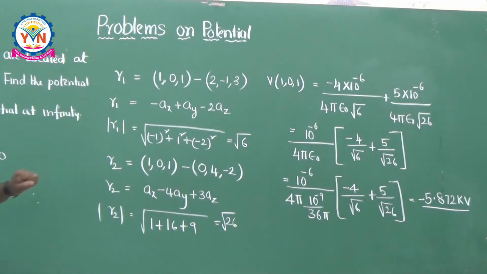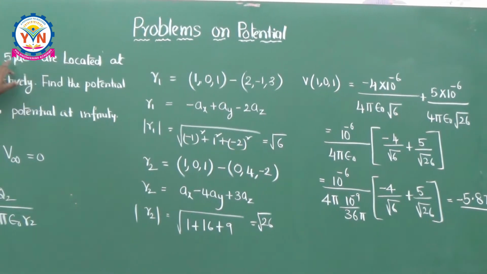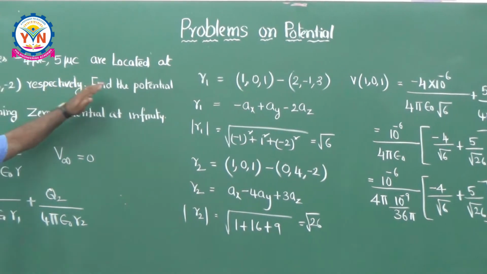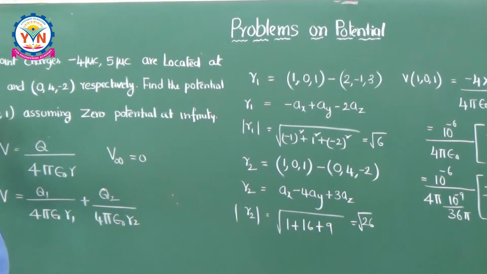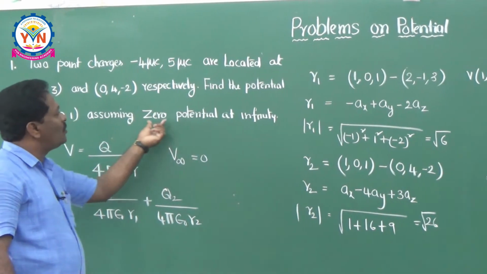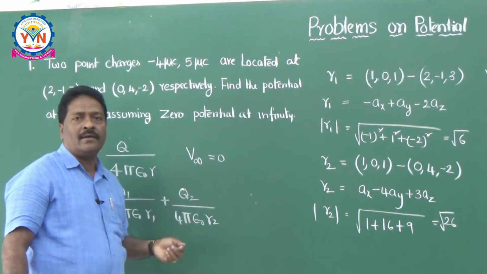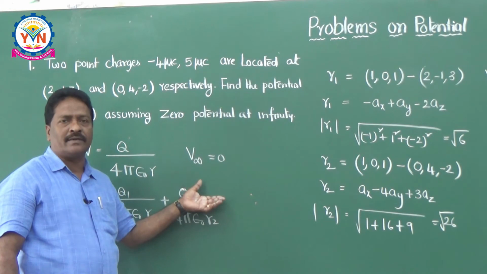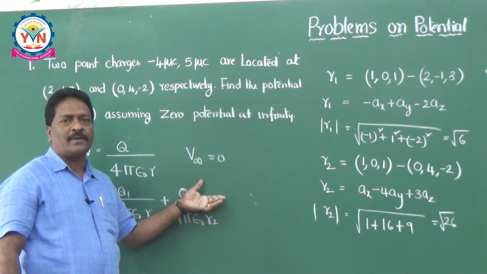So this is the potential due to two charges located at two points here, and he asked you the potential at (1, 0, 1) assuming zero potential at infinity. So I think you got this answer. Okay, I think you have followed it. So let us see the next problem.